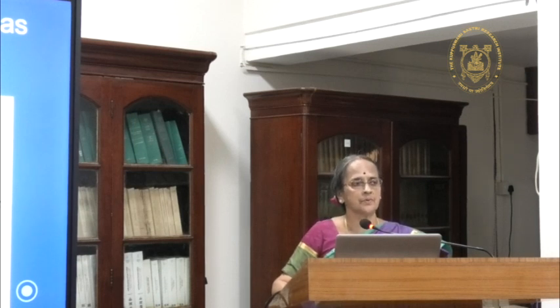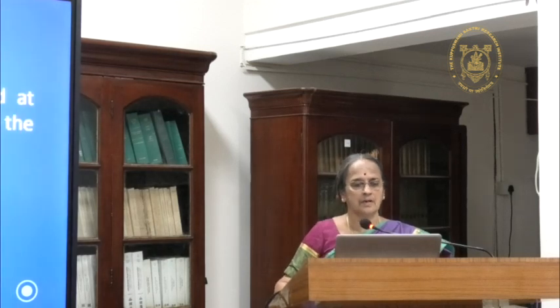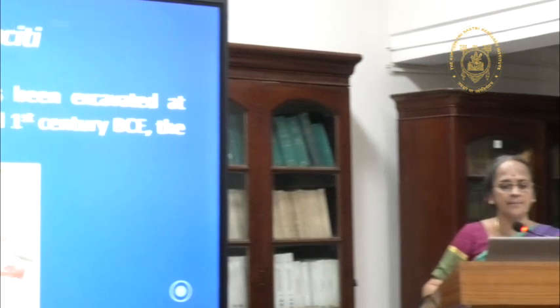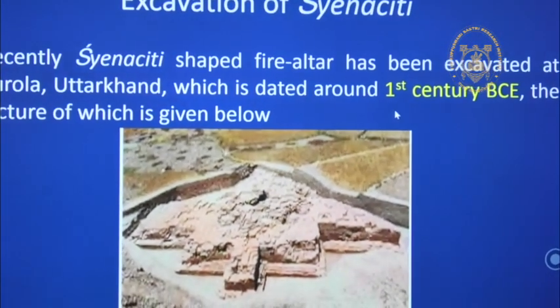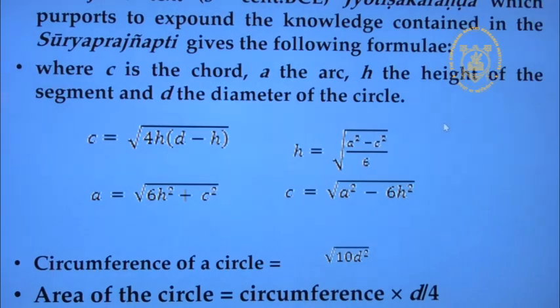And moreover, all these constructions are done with shilba, meaning a thread or a rope. With the help of a thread or a rope and a nail, all the constructions were done. And this is an excavation of a Shyena Chiti from Purola, Uttarakhand, which is dated around the 1st century BCE.